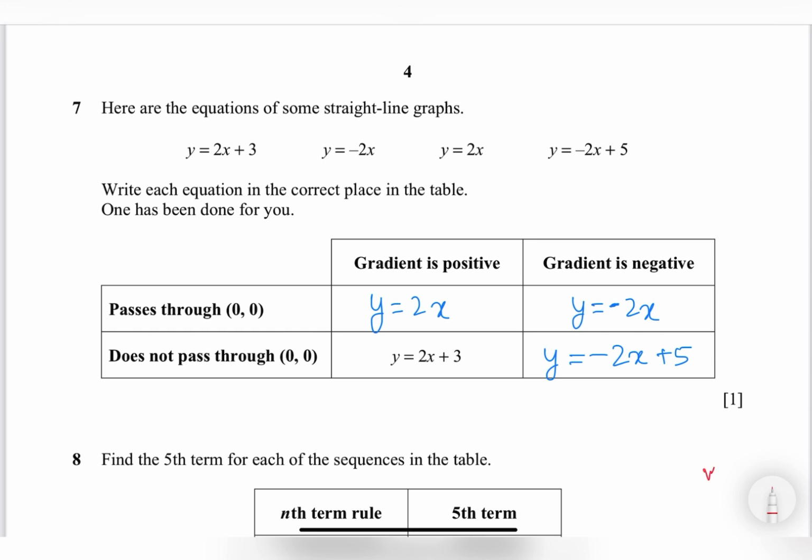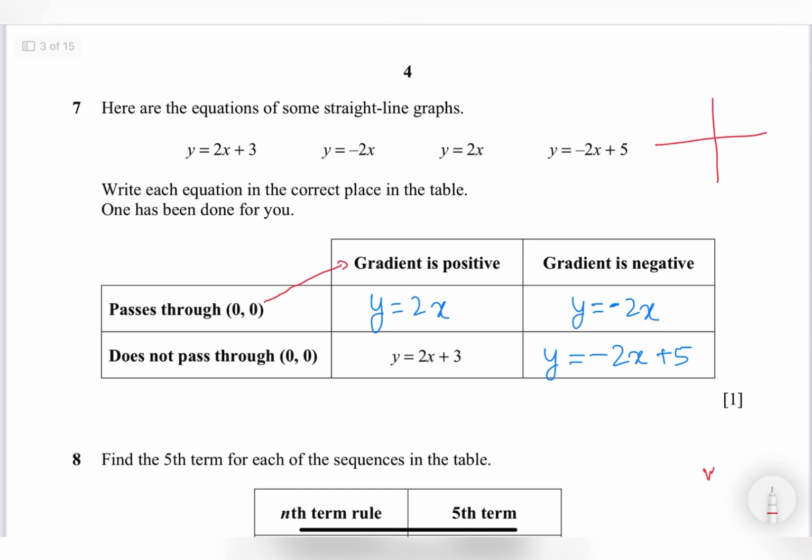Here are the equations of some straight line graphs. y equals 2x plus 3, y equals negative 2x, y equals 2x, y equals negative 2x plus 5. Passes through 0, 0 and gradient is positive. See, I am matching it. Passes through 0, 0 and gradient is positive.